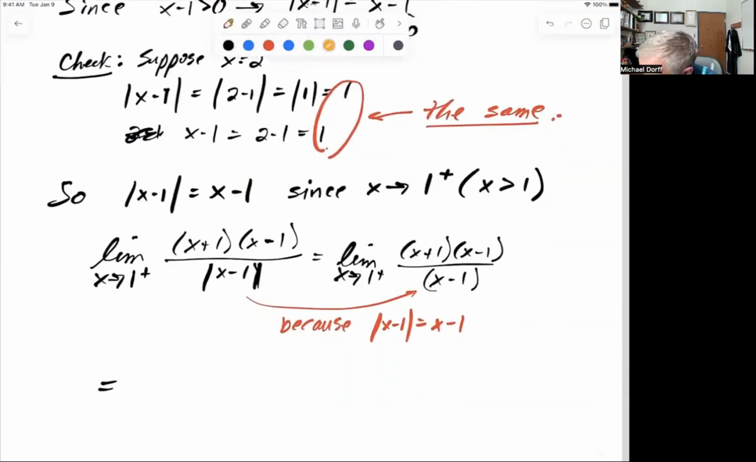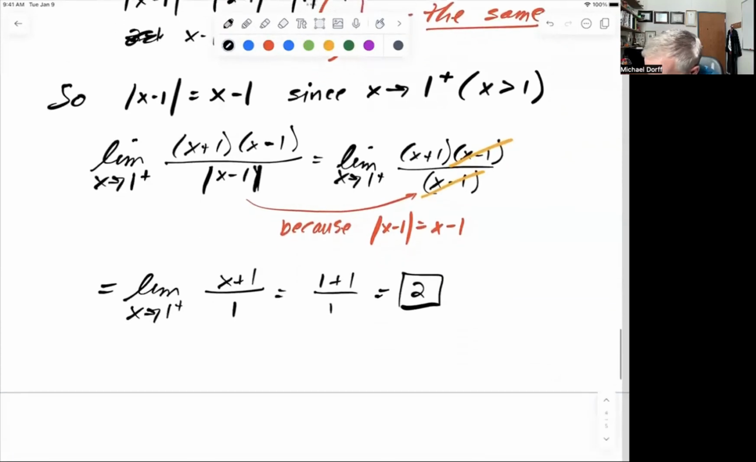So then I'll use a different color than red there. I can cancel these out, and then I have my limit as x goes to 1 from the right of x plus 1 over 1. And by direct substitution now, I get 1 plus 1 over 1, which gives me 2.